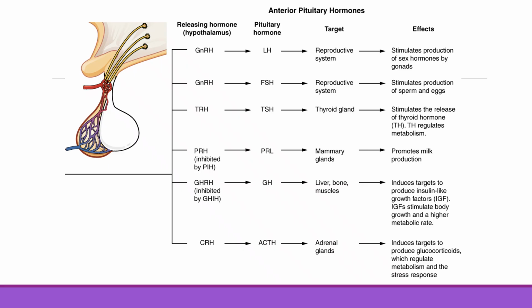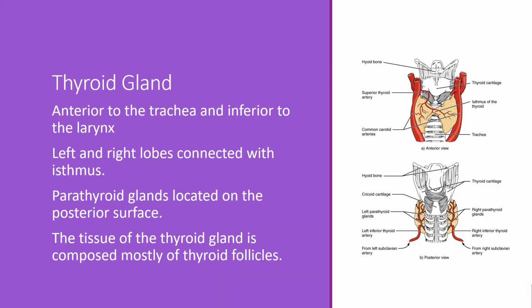And here's the big boy. This is what's happening with the anterior pituitary. All right. Again, releasing hormone in the first column coming from the hypothalamus. What's the name of the hormone? What's the target? And what are the effects? So that was just the pituitary hormones. Aren't you glad you're here today?